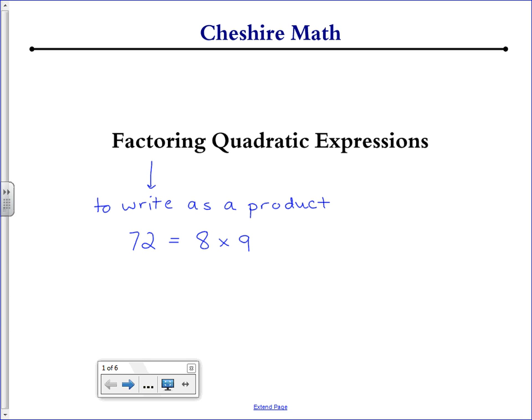If you wanted to fully factor the number 72, it would mean to break each of those factors down into their products also. So 72 equals, I can break 8 into 4 times 2, for example. I can break 9 into 3 times 3. I can go even one step further by breaking that 4 into 2 times 2. Now I've fully factored the number 72. So breaking each of the factors down into their lowest factors as well. So factoring means to write as a product.